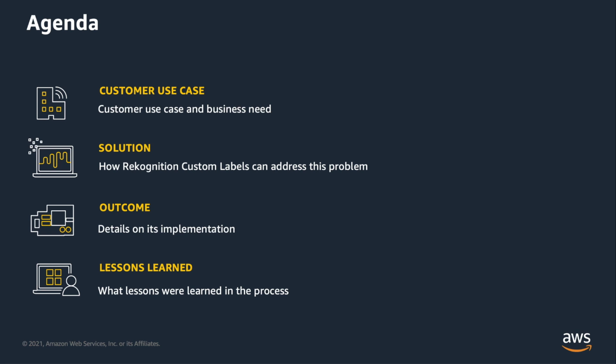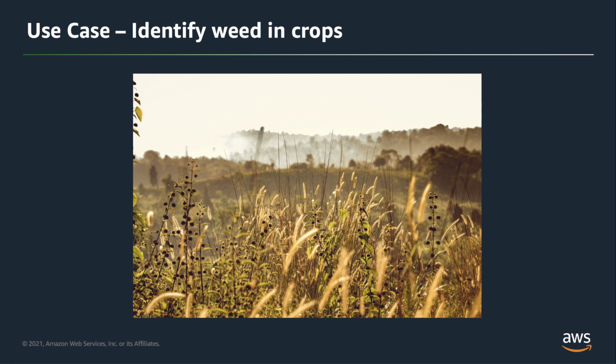We will discuss what the customer problem is, how we figured that Rekognition custom labels can address this problem, how the solution is being implemented with the customer right now, and we will end this presentation with some lessons learned in the process. The problem that is of interest to this customer is how farmers can recognize weed in their crops in an automated manner. Today, farmers locate weed in their fields through visual inspection and sometimes through in-field cameras. That is a manual and time-consuming process.